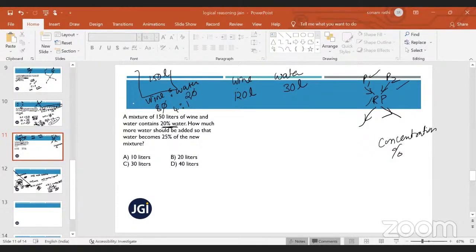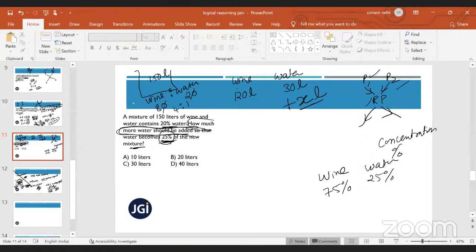Yes. Now you want to make it a 25% water mixture. They are asking how much water should be added. So what are you adding? Only water. Let's say you're adding X liter of water so that the mixture becomes 25% water. And wine should be 75%. If we want a 25% water mixture, the remaining 75% is wine.